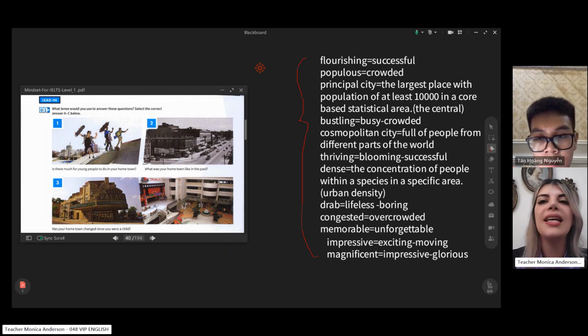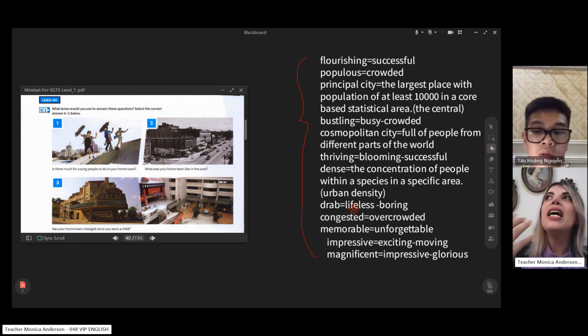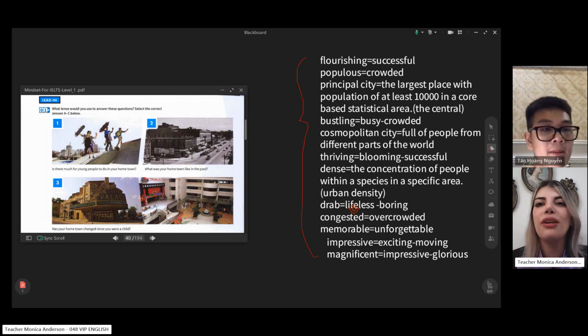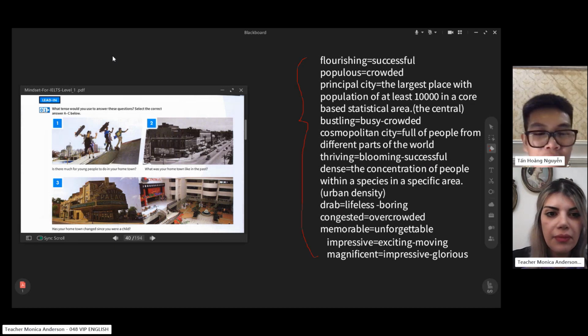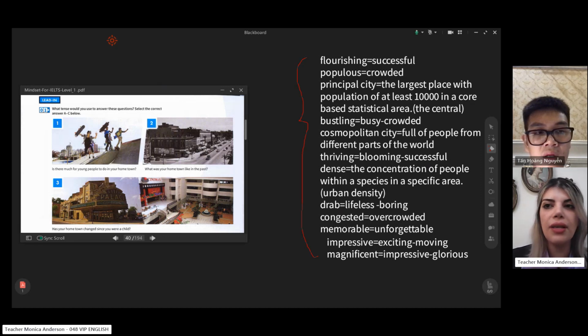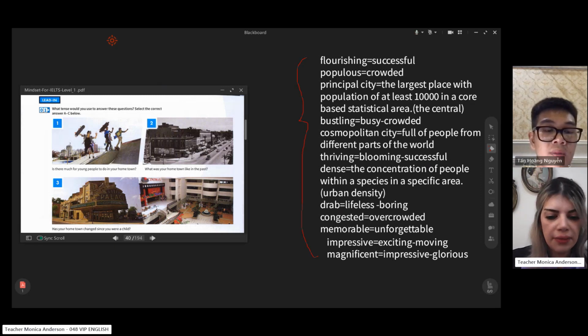The first one is flourishing. The word flourishing means successful, but when we say a flourishing city, it means lively, very profitable. So a flourishing city means very lively or profitable. Get it? But teacher, can you spell profitable? I know it means something like successful. Do you know the meaning of profit? It means benefit.